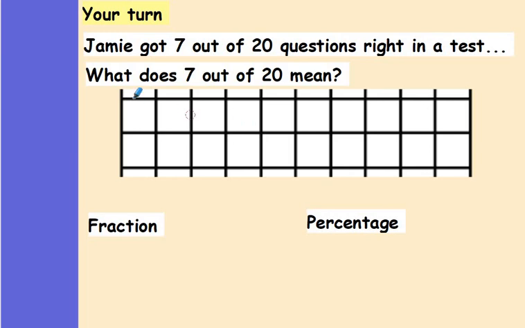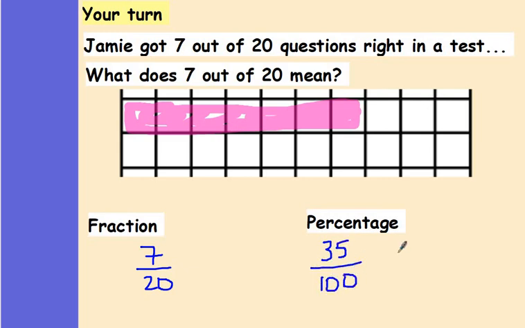Okay, let's go through it. 7 out of 20 means that he's got 1, 2, 3, 4, 5, 6, 7 questions correct, there they are. As a fraction, I can write that as 7 out of 20. And as a percentage, I multiply top and bottom by 5 to give me 35 out of 100, or 35%, which as a decimal, by dividing by 100, gives me 0.35.